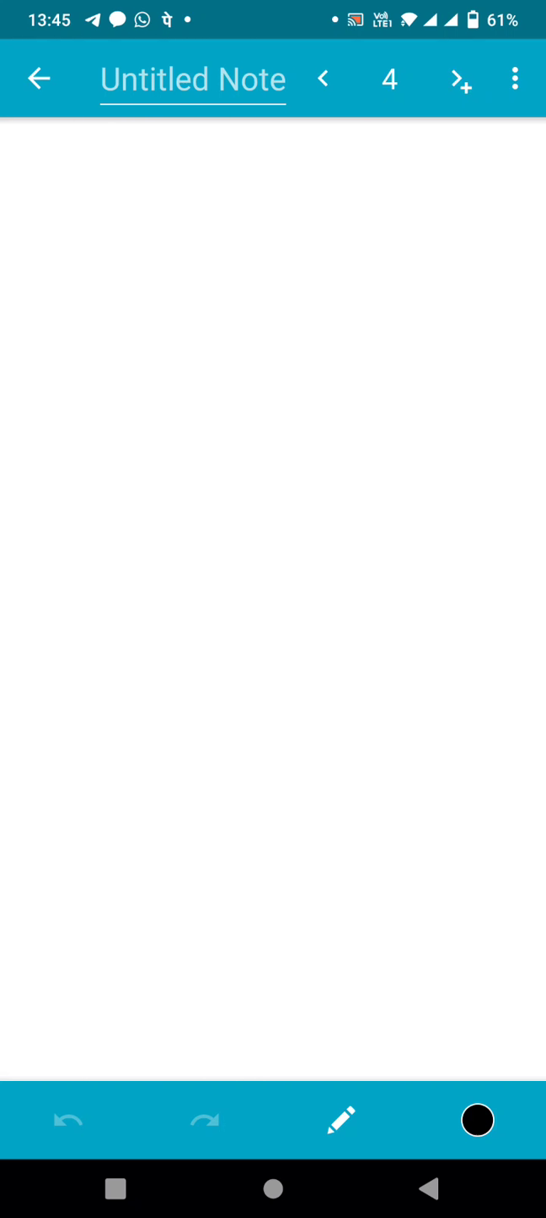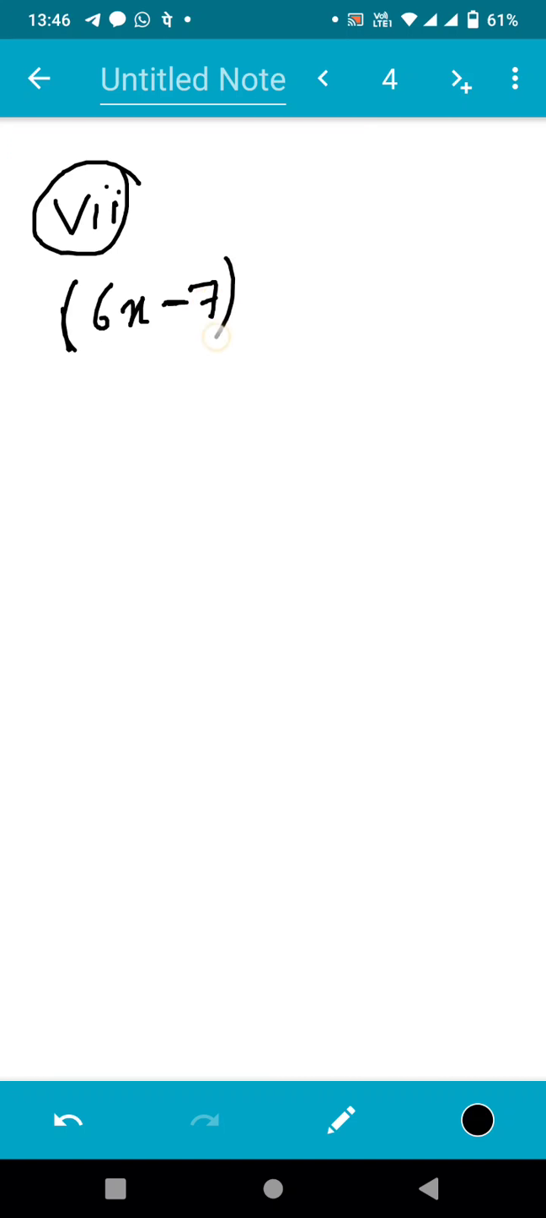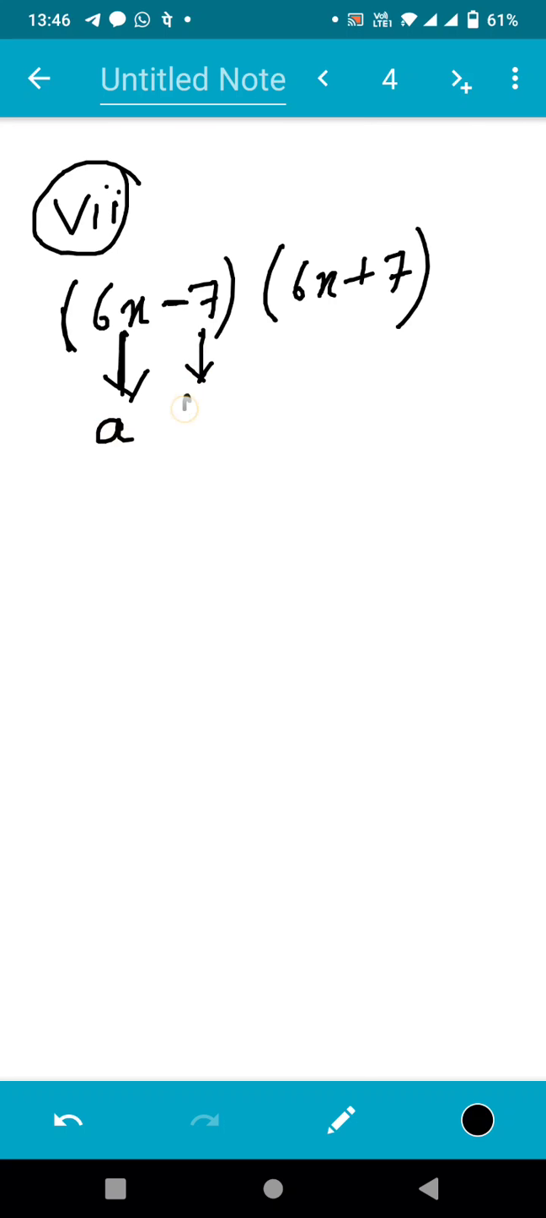Now let's move on to sum number 7. So what do we have in sum number 7? In the first bracket they have given 6x minus 7. In the second bracket they have given 6x plus 7, isn't it? Now we'll consider this 6x as a and 7 as b.